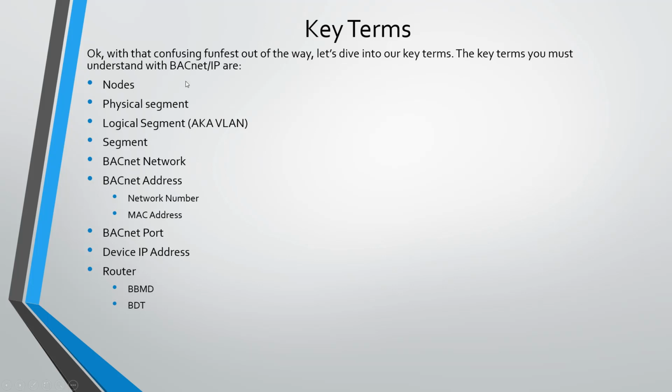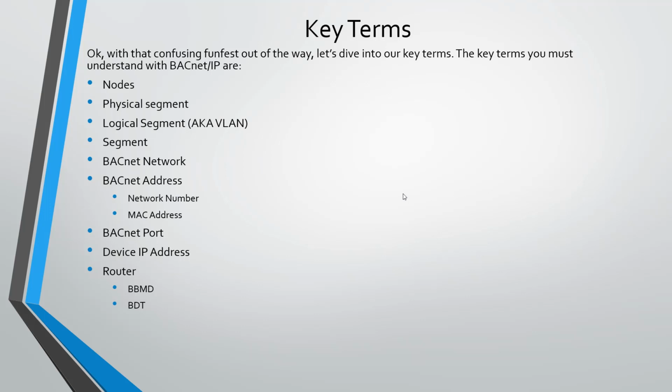And so: nodes, physical segments, logical segments, and these are essentially a VLAN for BACnet, but they can be stretched across multiple subnets. Segments themselves, like I said, are comprised of both physical and logical segments. Then BACnet networks, BACnet addresses, BACnet ports, device IP addresses, routers, and BBMDs and BDTs. Those are all of the things that we want to focus on as we continue to move through this lesson. We really want to make sure that we get all of those definitions down.